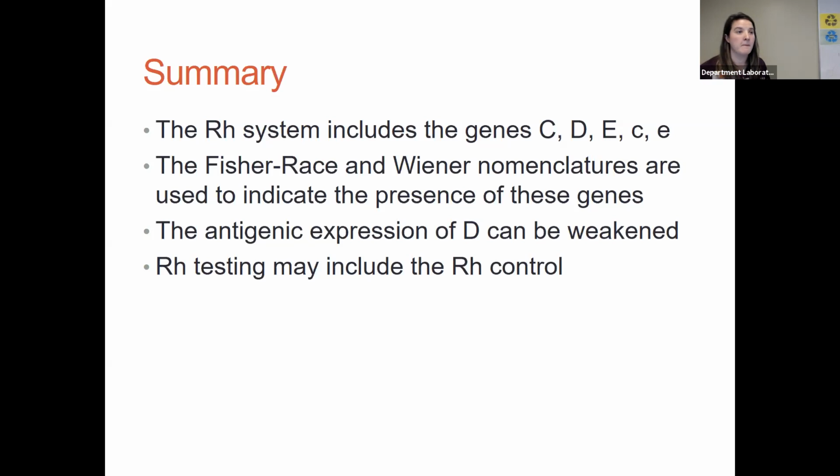So if the Rh control is positive, would you do an elution? Probably so, because if your Rh control is positive, you're going to do your DAT, starting out with polyspecific AHG. If it's positive, then you're going to do monospecific IgG and monospecific complement to see exactly what's coating the patient cells. Anytime you have a positive DAT, you have to do an elution.